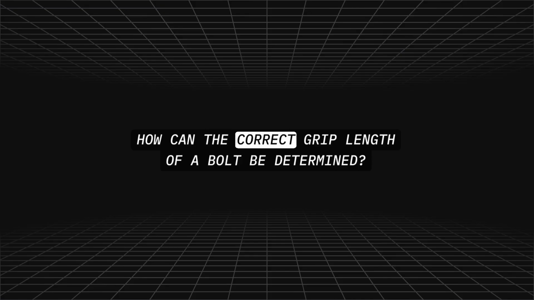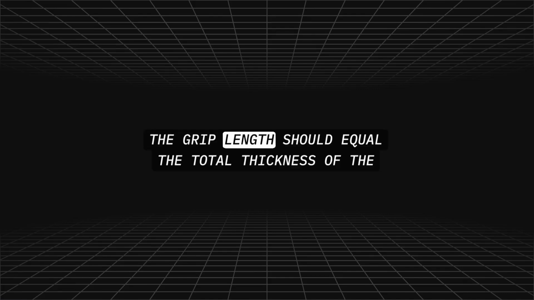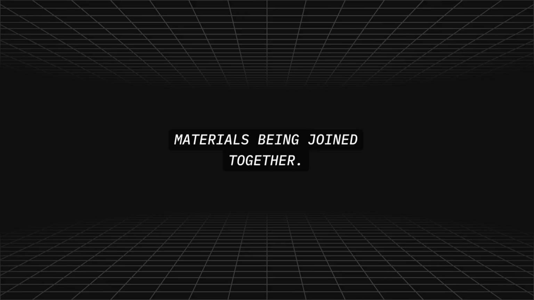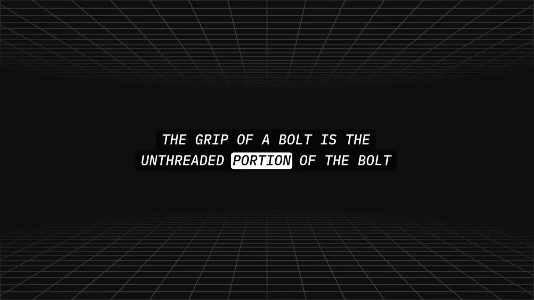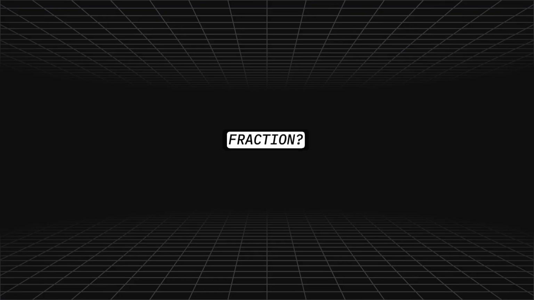How can the correct grip length of a bolt be determined? The grip length should equal the total thickness of the materials being joined together. The grip of a bolt is the unthreaded portion of the bolt shank. The length of AN standard bolts is measured in what fraction? Eighths of an inch.